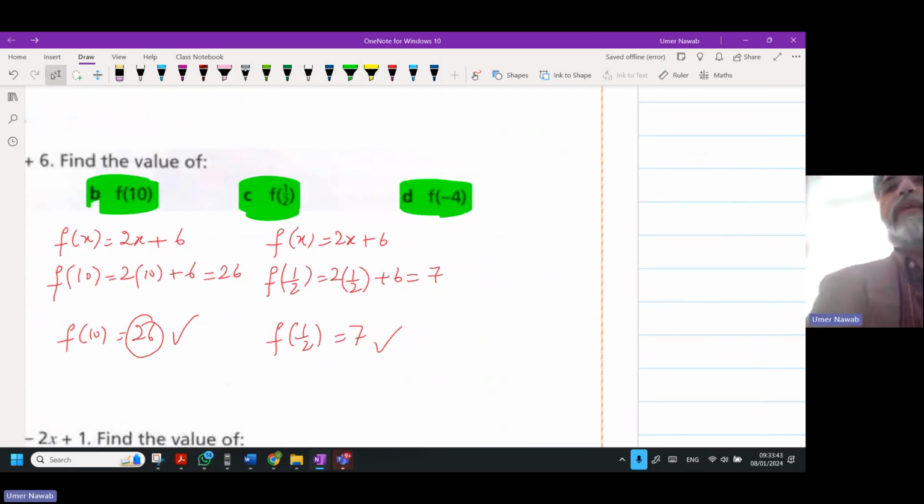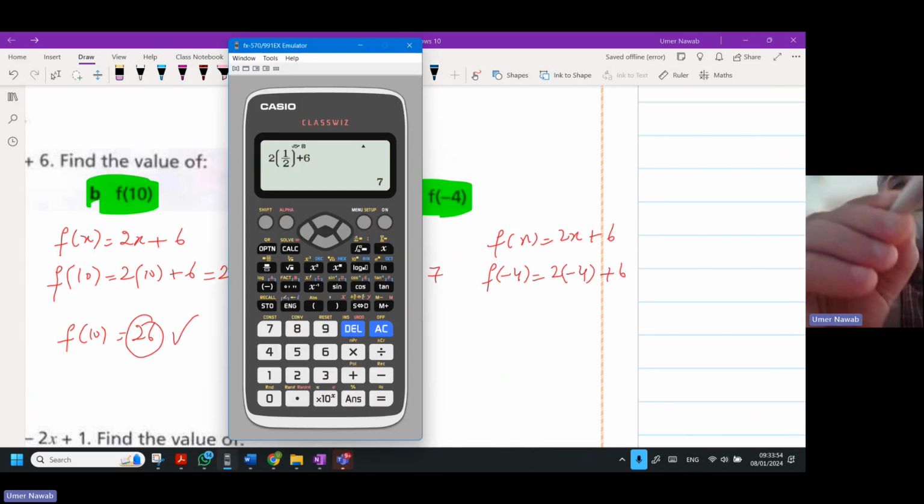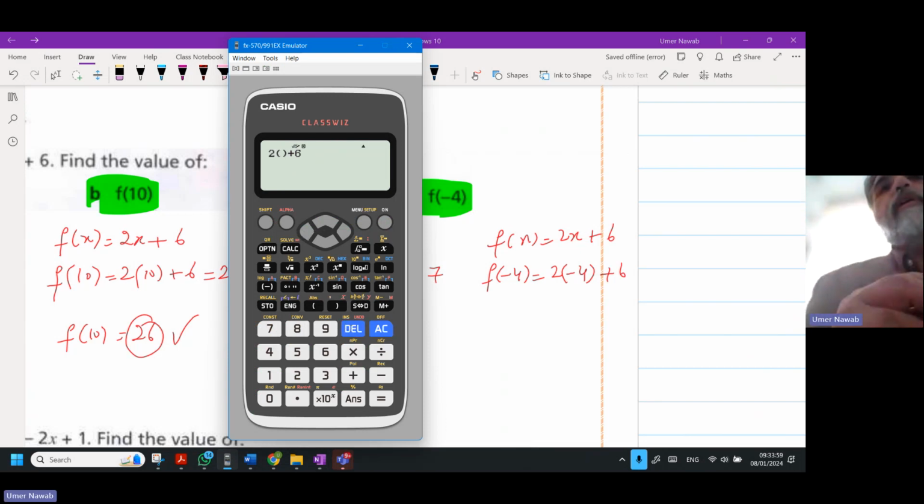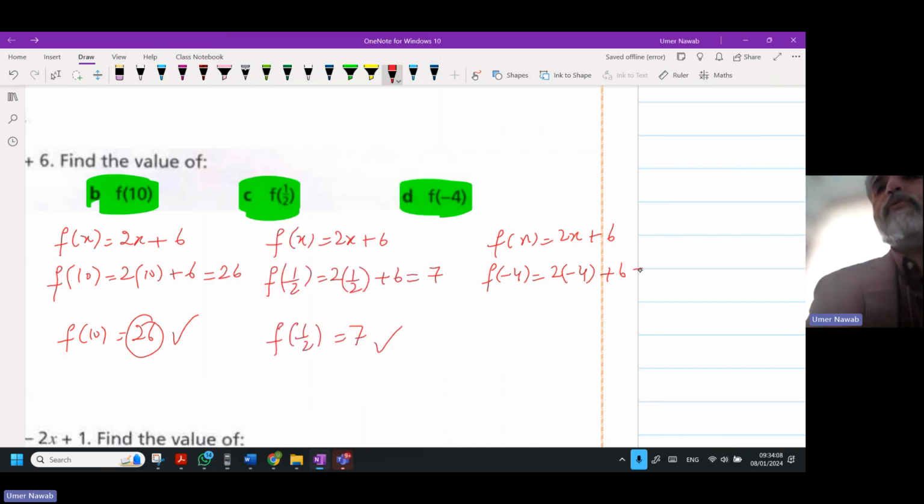D part, same function. f of x is equal to 2x plus 6. f of minus 4, 2 bracket open minus 4 plus 6. Allow me to use the calculator. Delete the number which is written in the brackets. Now the new input is -4. I'm writing -4 and then press the equal sign. It gives me -2. So for the input -4, my rule f is giving me the answer -2.